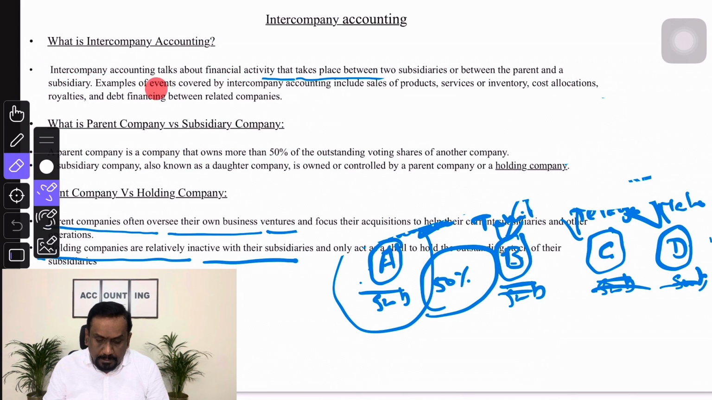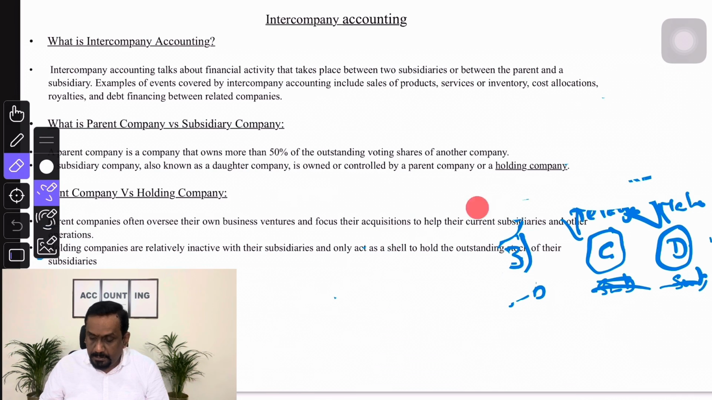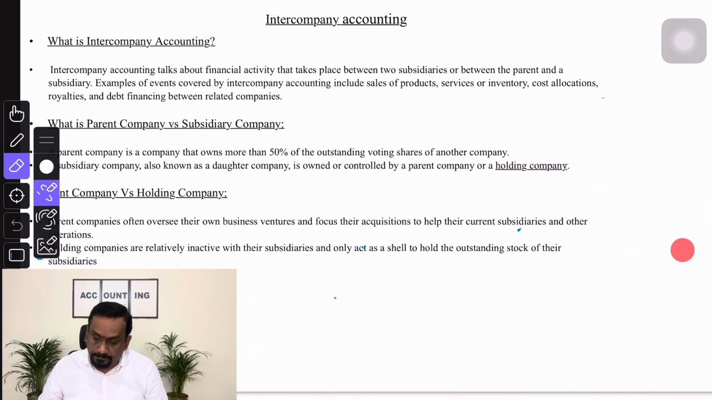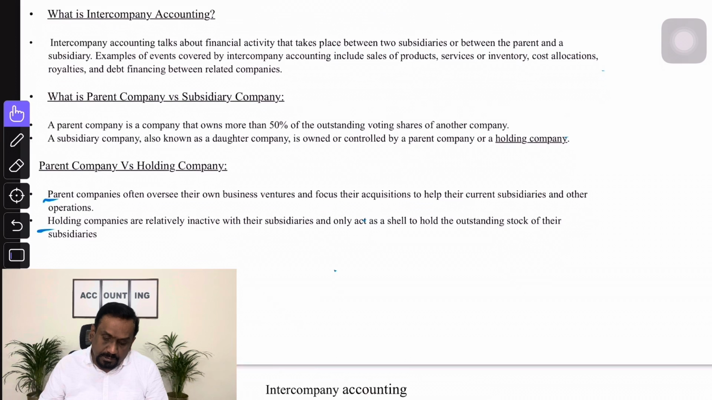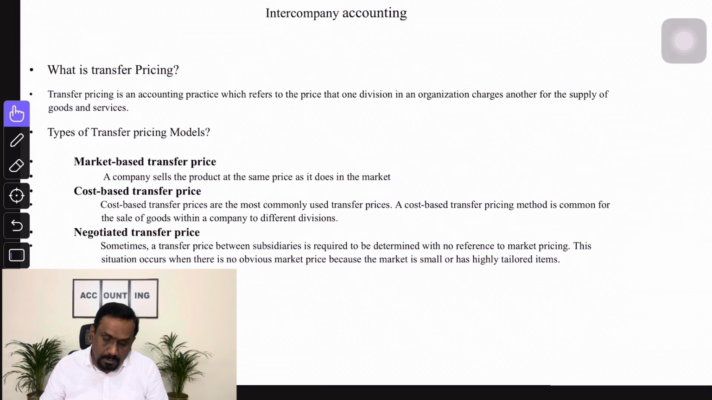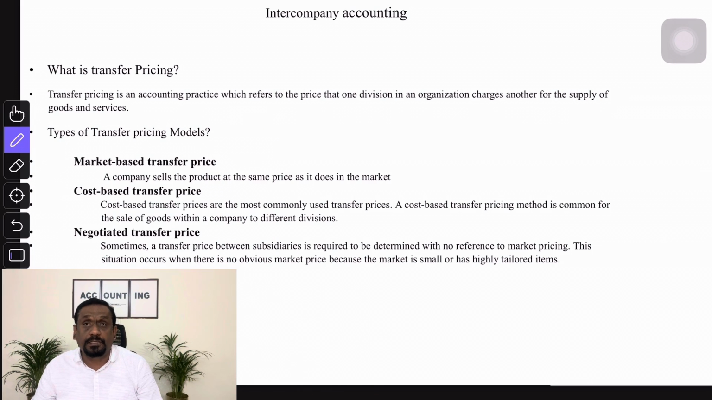Very, very important, guys, because in most of the interviews when we get into the R2R process, your interviewer is going to ask, what do you mean by transfer pricing? How do you calculate transfer pricing? So you need to face these questions there, right? So focus on this. You will be in a position to learn this.